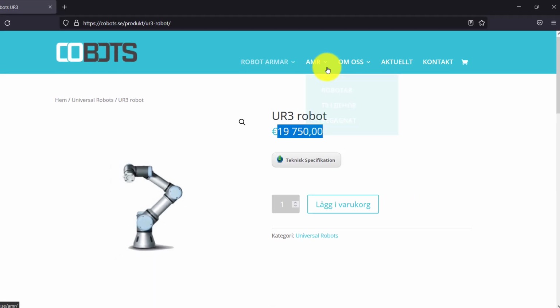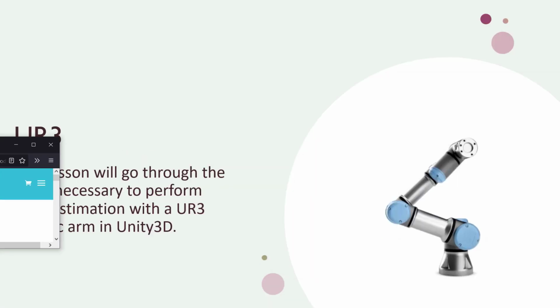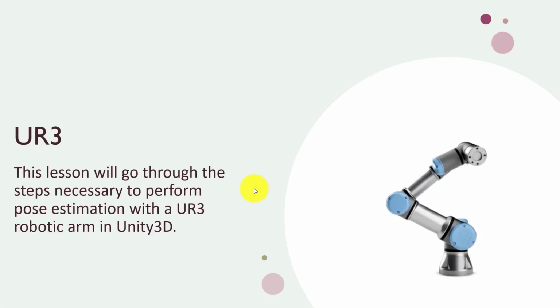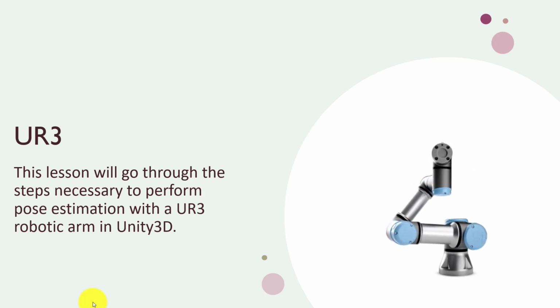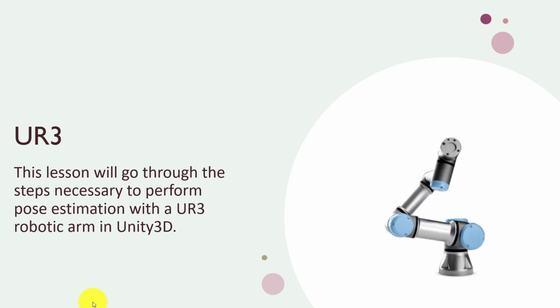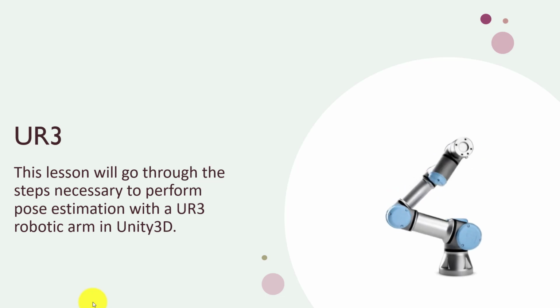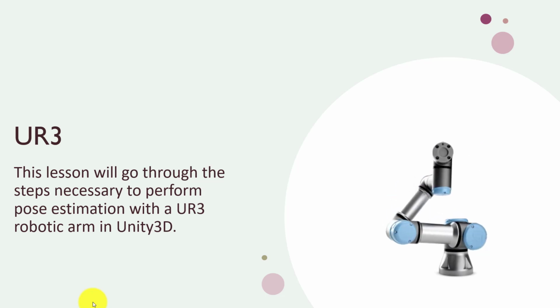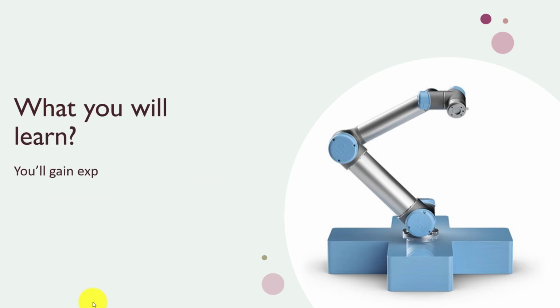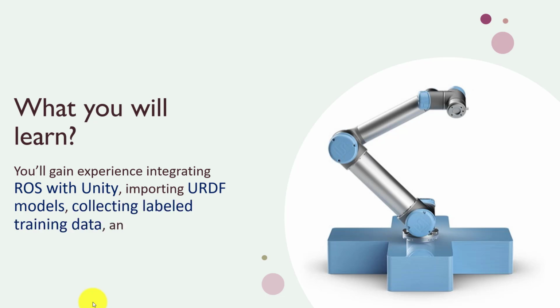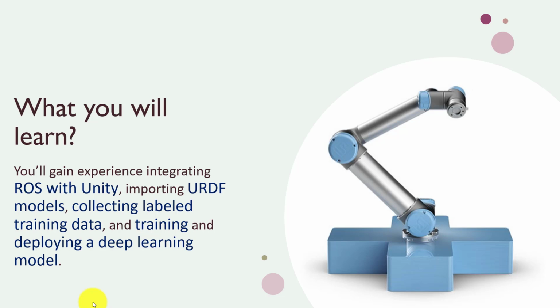There are also even more advanced models like the UR5 and UR7, but I think UR3 is more than enough. Here you can see how much it can rotate and do things like image recognition that we will see together in this exercise. So what you will learn: you will gain experience integrating ROS with Unity. You will learn how to import URDF models, collect labeled training data, train, and finally deploy a deep learning model.